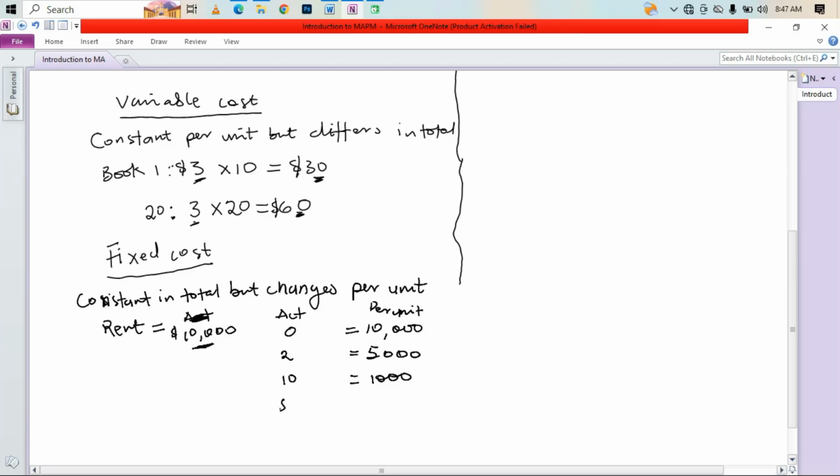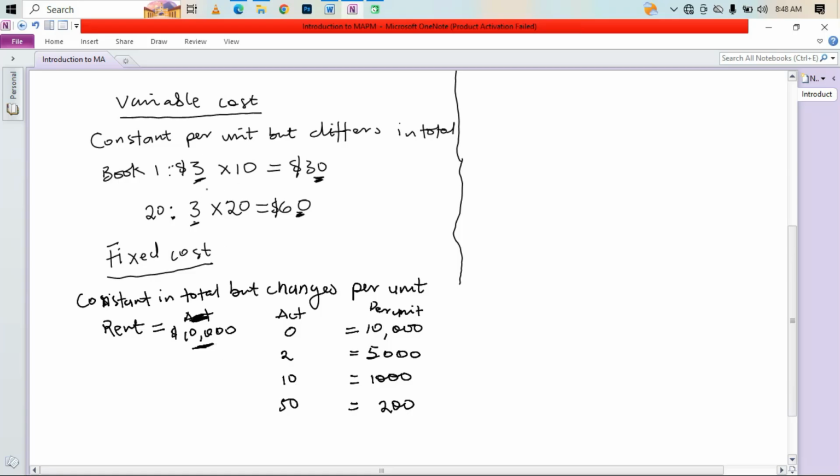What happens if we are producing 50 units? So if our activity level increases to 50, how much fixed cost are we going to allocate? So the fixed cost per unit will be what? 200. The fixed cost per unit will be 200. So per unit is changing, but in total it remains the same.